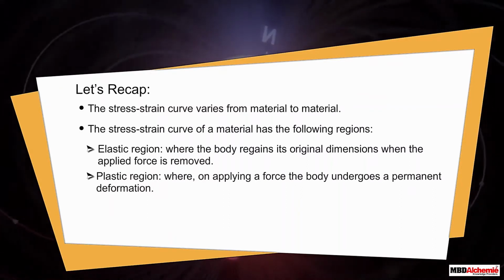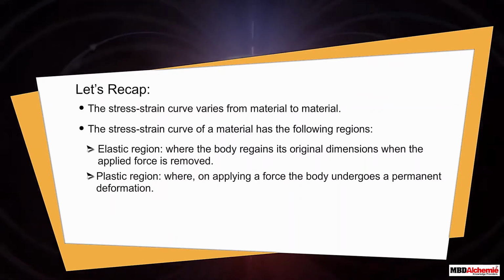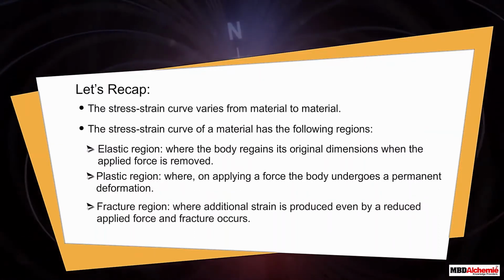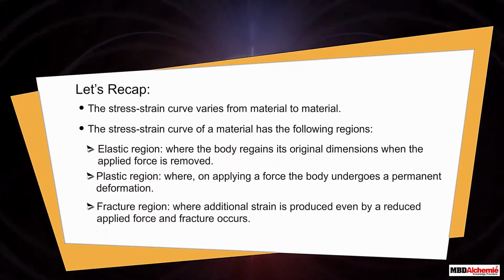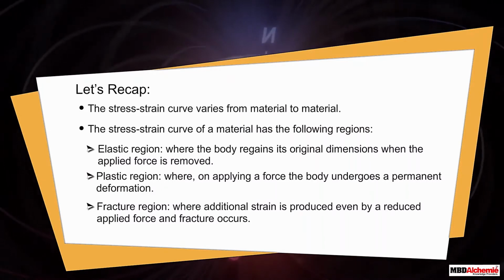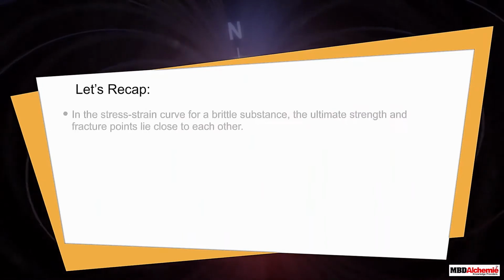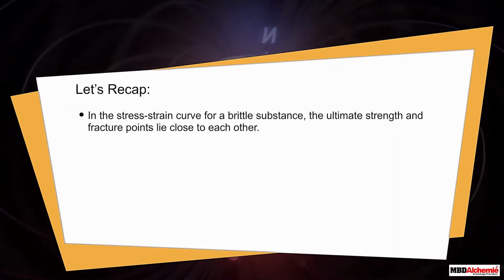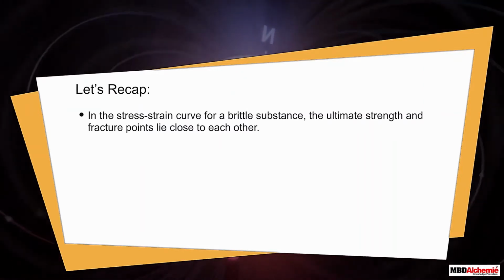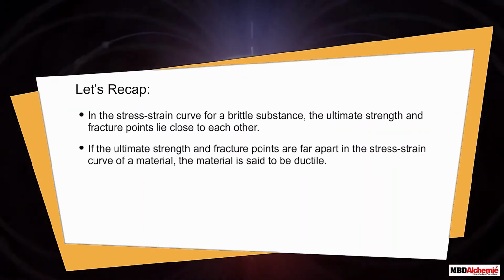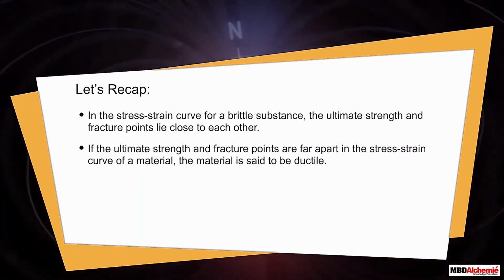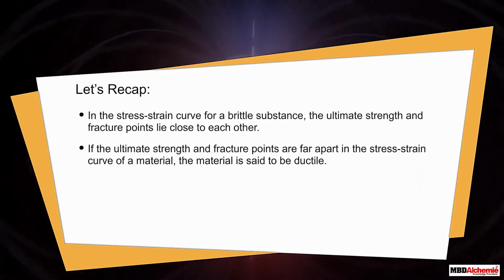Plastic region, where on applying a force, the body undergoes a permanent deformation. Fracture region, where additional strain is produced even by a reduced applied force and fracture occurs. In the stress-strain curve, for a brittle substance, the ultimate strength and fracture points lie close to each other. If the ultimate strength and fracture points are far from each other, the material is said to be ductile.